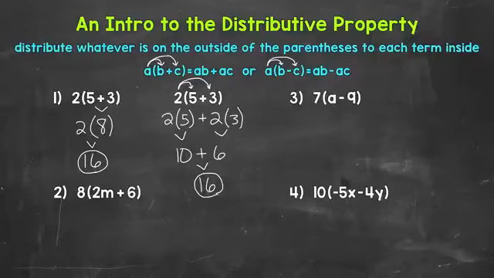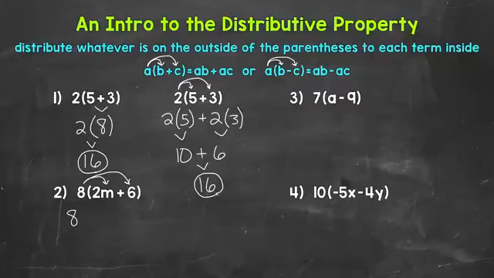So we can see that the distributive property doesn't change the value of an expression, and we are able to use it. Let's move on to number 2, where we will apply this to an algebraic expression in order to simplify the expression. We are going to remove the parentheses. For number 2, we have 8, and then in parentheses, 2m plus 6. Now we can't combine those terms in the parentheses. So what we can do, we can use the distributive property to remove those parentheses and simplify this expression. So let's distribute the 8 to the 2m and to the 6.